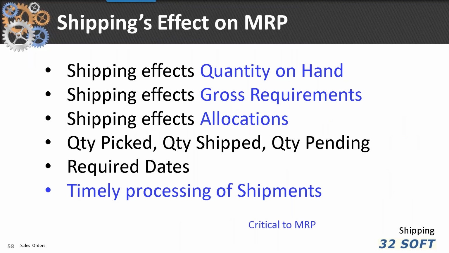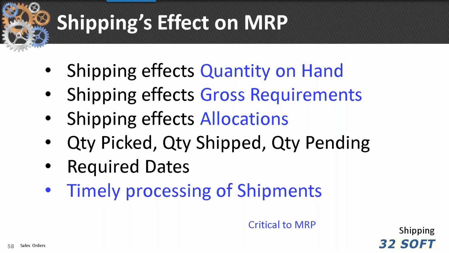Shipping transaction ISS-SO affects the reduction of the quantity on hand, which is critical, the reduction of gross requirements, and the reduction or elimination of all allocations. It updates the quantity picked, shipped, and quantity pending on the sales order record, and eliminates required dates, which causes the MRP renet.